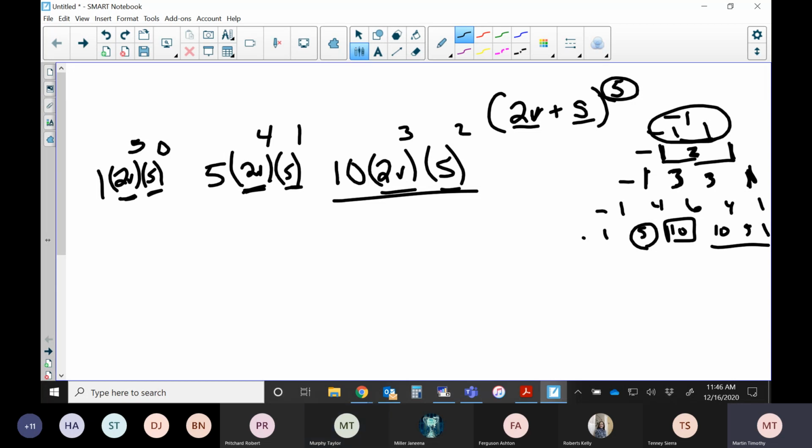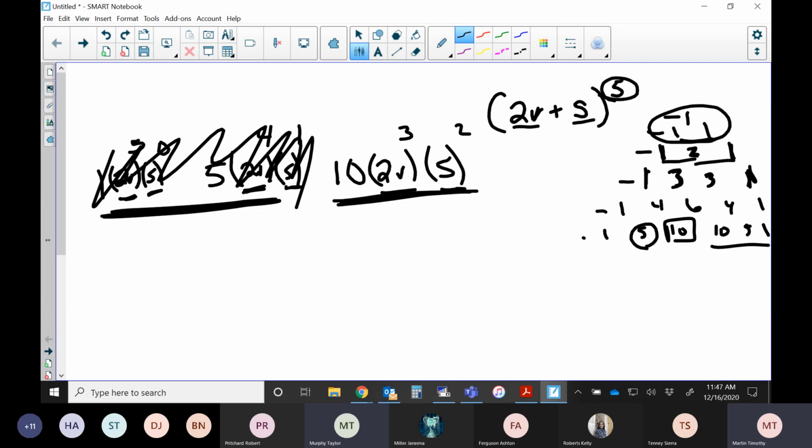But do you see how I really don't care about these 2 anymore? I only use them to help me figure out what the 3rd term was because that's what they asked me for. So really I don't care about these anymore. But they helped me get my 3rd term, if that makes sense. Now I'm just simplifying this.